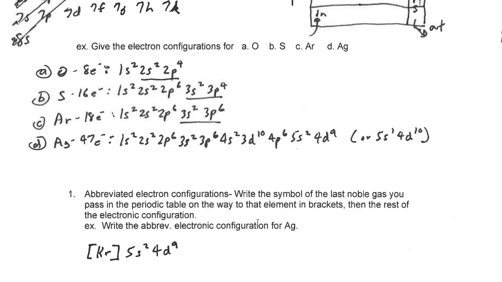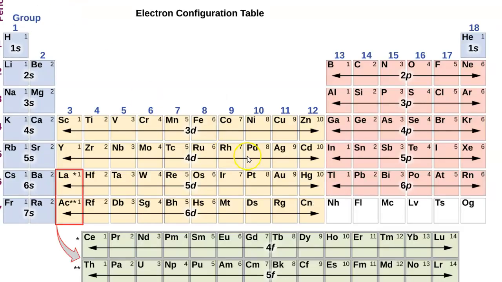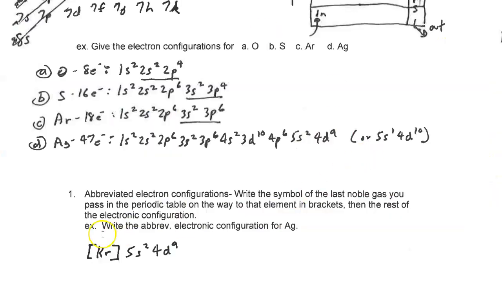Now, it's got to be the last noble gas. You can't say, I'm going to write the abbreviated electron configuration of silver, I'm going to put palladium in brackets and then like a 4d1 or something like that. It's got to be the last noble gas over here if you're going to do it. That's the rule.